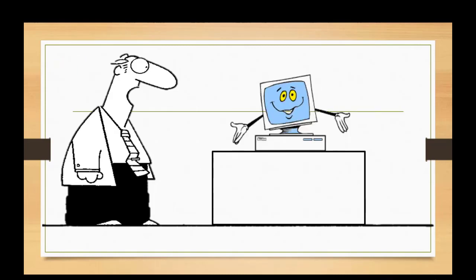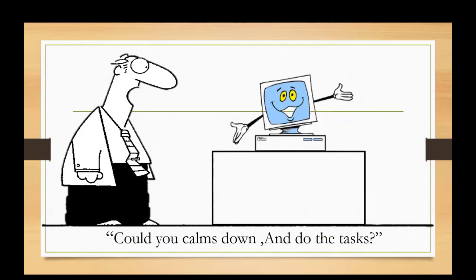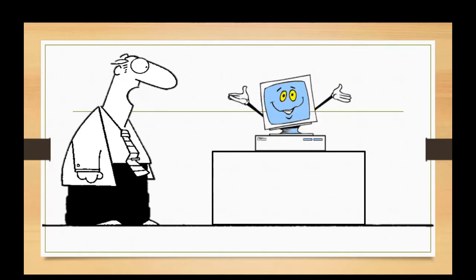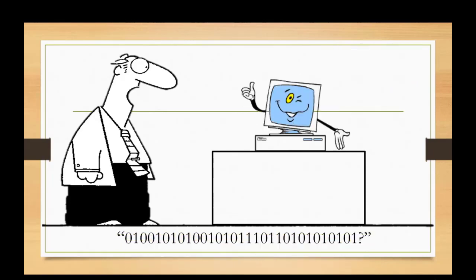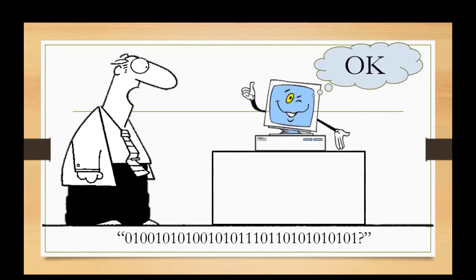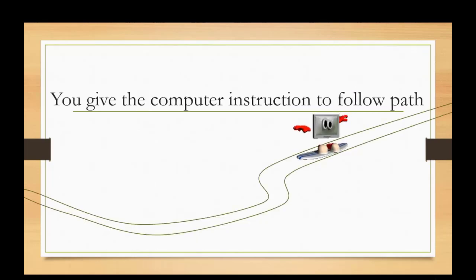If you have a computer and you tell him, could you calm down and do the tasks? He doesn't do anything. He doesn't understand you. But if you tell him 01, 001, 00 and so on, he understands and says okay. So the language between you and the computer is binary code, consisting of 1 and 0 digits.